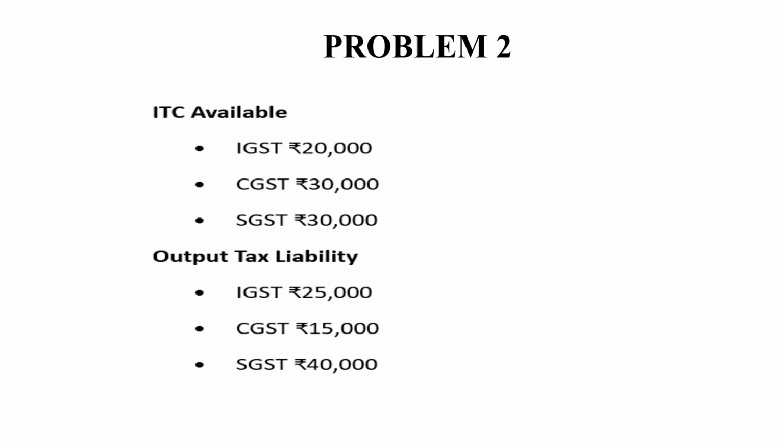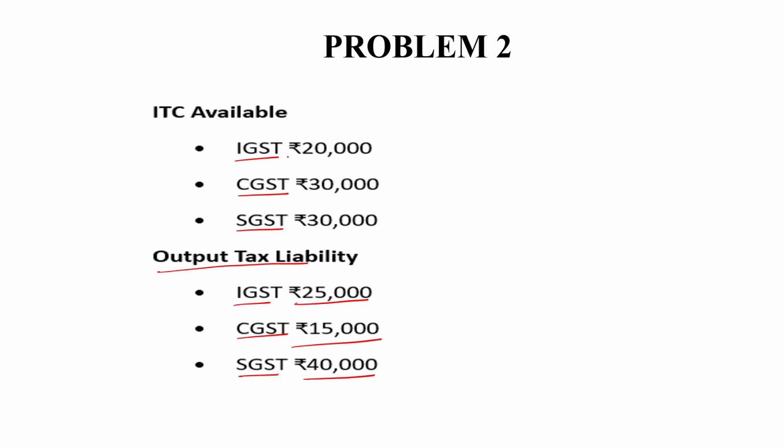For today's video, I will be solving problem number 2 and 3 of set-off of input tax credit under GST. So we had already discussed ITC set-off rules. In this problem we have ITC available of IGST, CGST, SGST, and the output tax liability which the businessman has to pay is IGST of 25,000, CGST of 15,000, and SGST of 40,000.